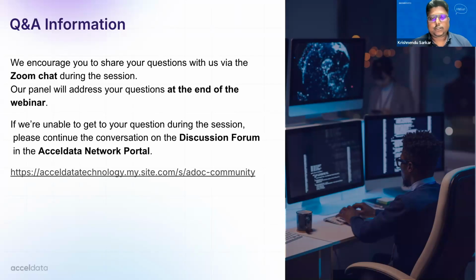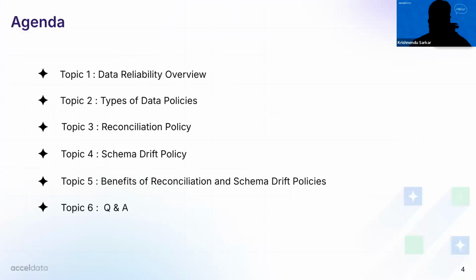Hello, everyone. This is Krishnendu here. Today's agenda is that we have five topics to cover. First is the data reliability overview. Second is types of data policies. Third is reconciliation policy. Fourth is schema drift policies, and at last we will go for the benefits of reconciliation and schema drift policies. And finally, we will take a Q&A once the session has ended. So let's start then.